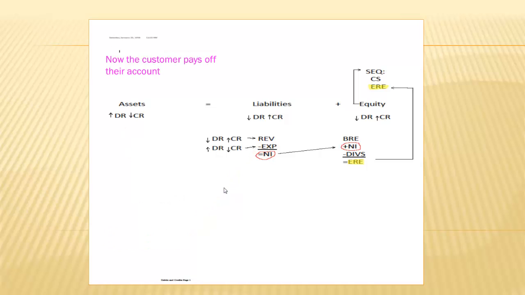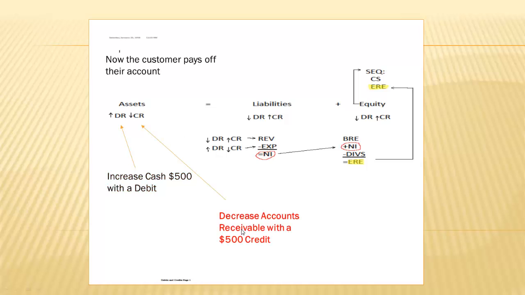Suppose the customer pays their account off now. We receive cash from the customer, so we increase the asset cash by $500. And the customer no longer owes us that accounts receivable, so we decrease accounts receivable by $500. And notice we had a wash in assets. We increased assets and decreased assets by $500, so our equation is still in balance.